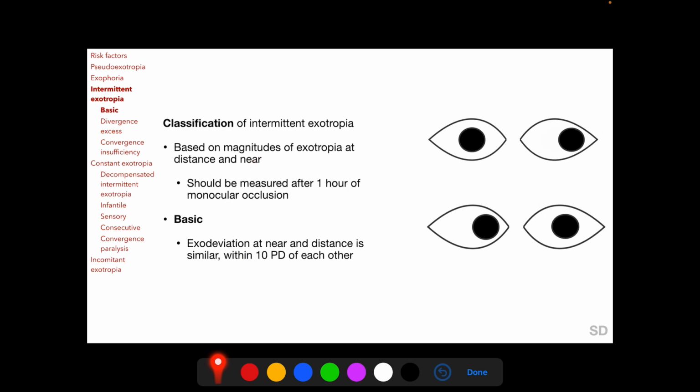Classification of intermittent exotropia is based on the differences in the magnitudes of exotropia at distance fixation and at near fixation, and the difference between these two is best detected when the two measurements are taken following 1 hour of monocular occlusion. In the basic type of IXT, the exodeviations measured at near fixation and distance fixation are similar and are within 10 prism diopters of each other. So the magnitudes of distance exodeviation and near exodeviation are similar in the basic type of IXT.